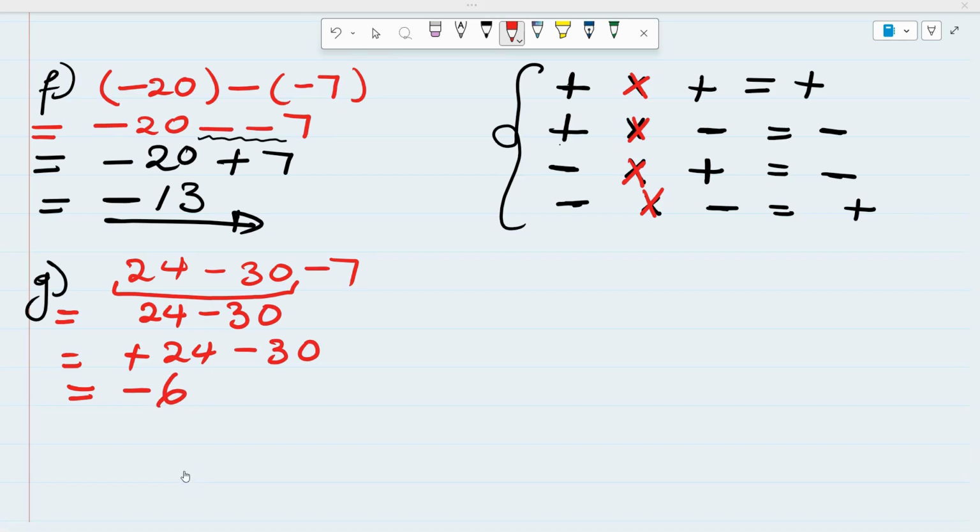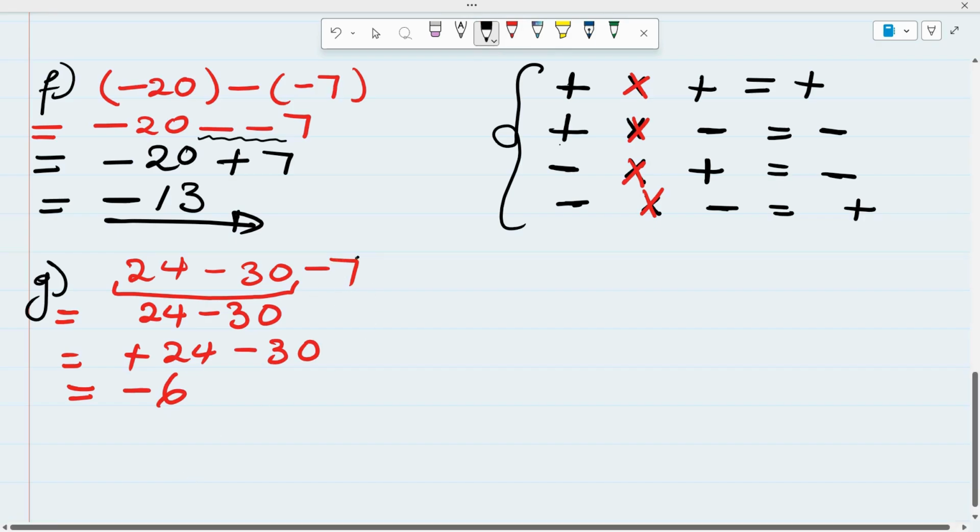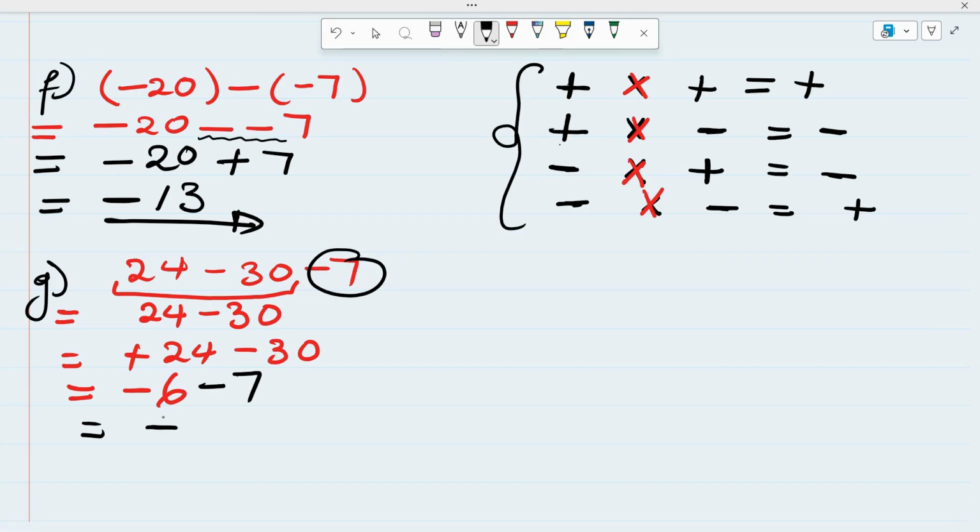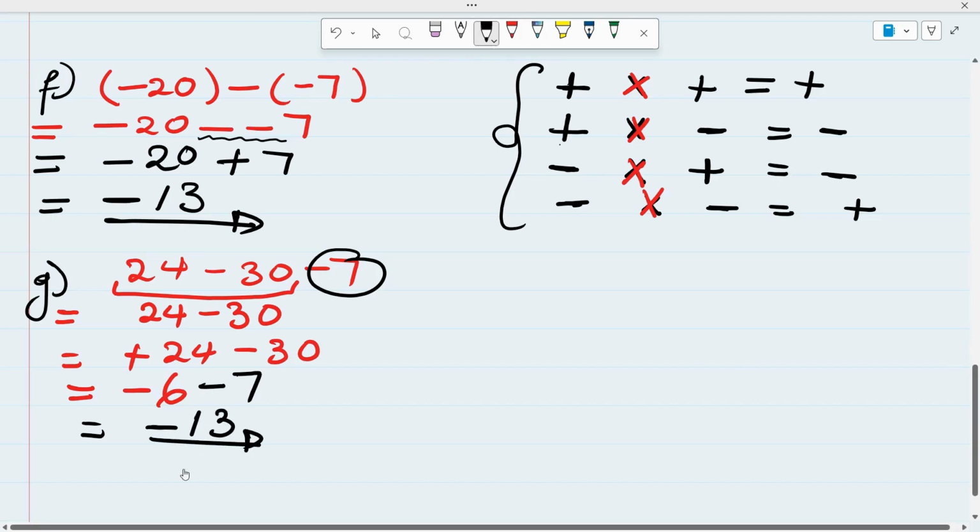But we are not done. We're still left with the 7. This 7 here. Then from here, the signs are the same. So we keep the common sign. Then we add the two numbers. Then we get a negative 30. This is our final answer.